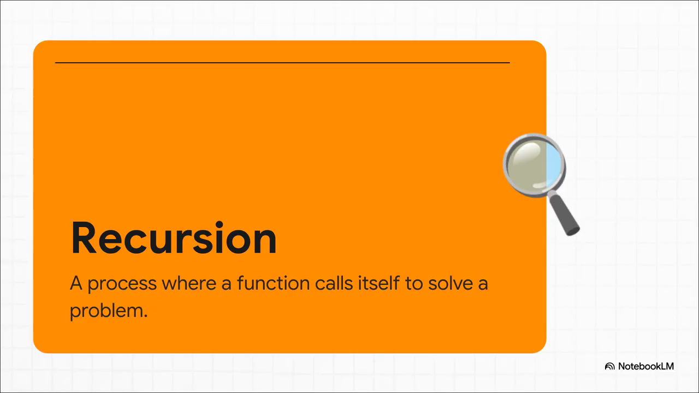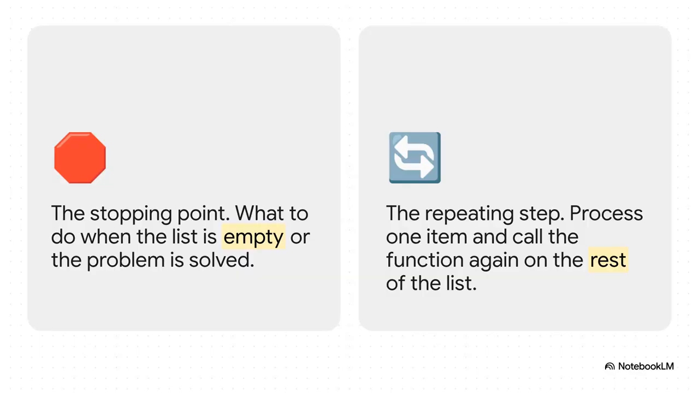So, what is it? Simply put, recursion is when a function calls itself. The real magic is how it breaks a big, messy problem down into smaller, identical versions of itself, until the problem becomes so tiny that it's just trivial to solve. Every single recursive function has 2 parts you absolutely need. First is the recursive case. This is your repeating step. It basically says, process one item, and then call me again on whatever's left.